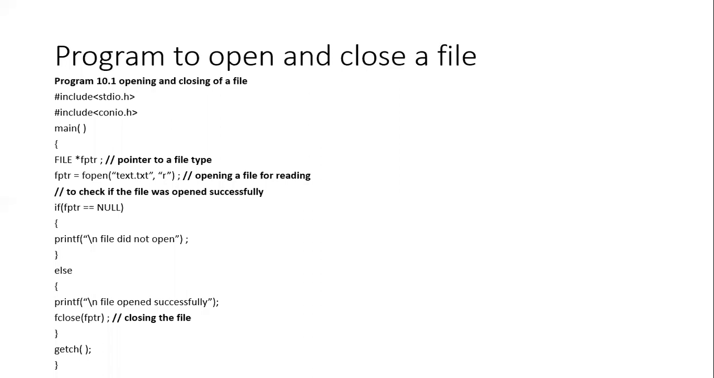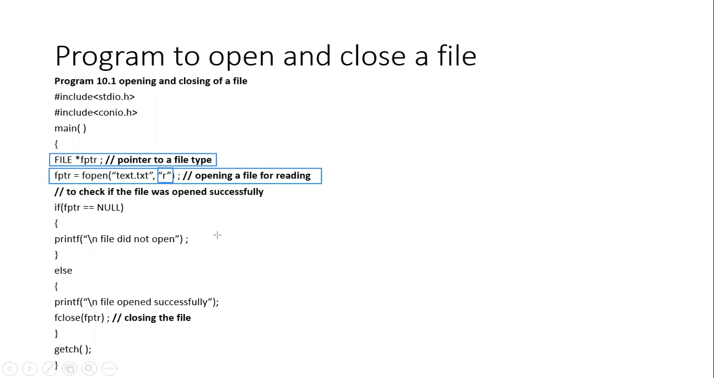So this is a simple program. The program does not perform any operation. It only demonstrates how you can open a file and then close the same. This line currently being highlighted is used to create the file pointer, fptr. The next line is used to open the file for reading. The file being opened is called text.txt, and the mode in which the file is being opened is the r mode, as you can see here.